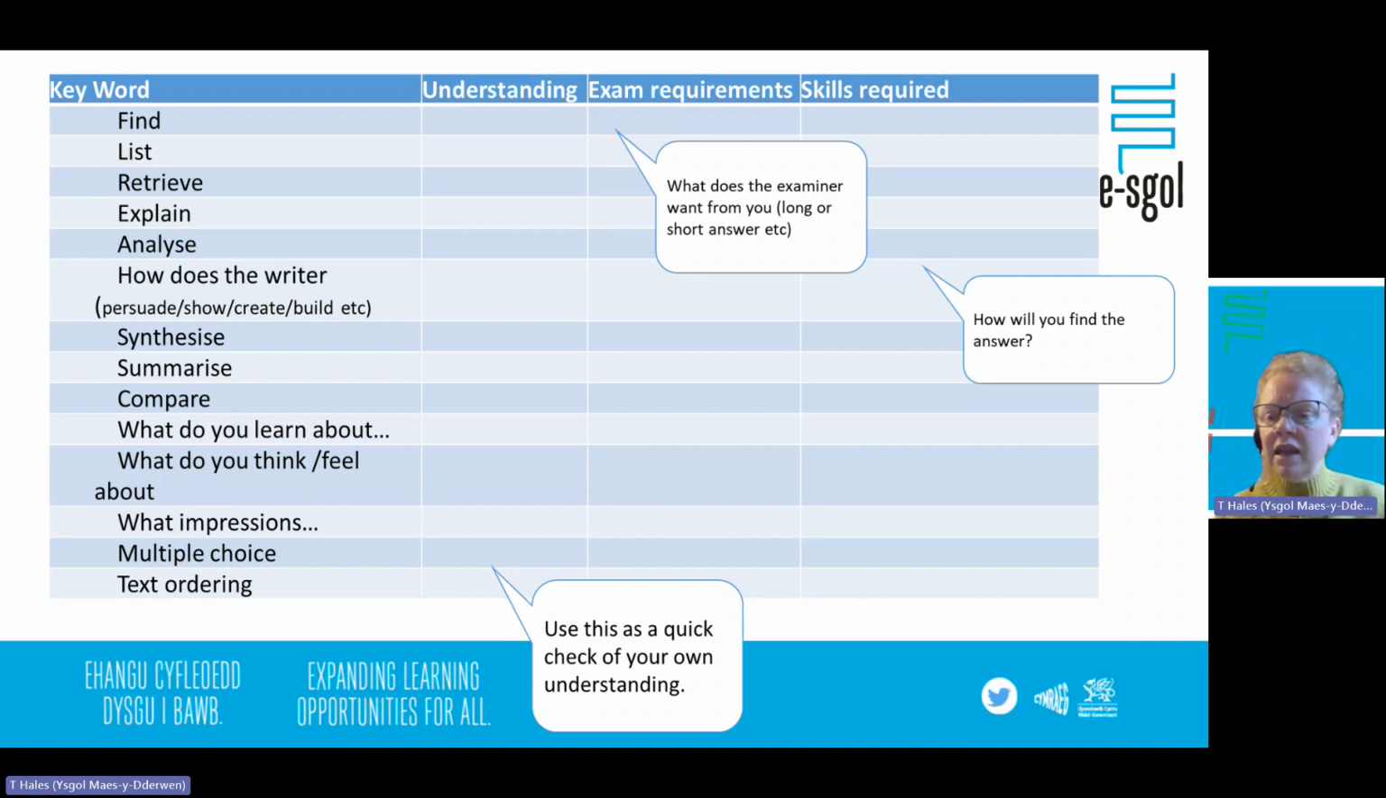Are you going to be skimming and scanning? Are you going to be reading in detail? Are you going to be using P? What are you going to do to answer that question?